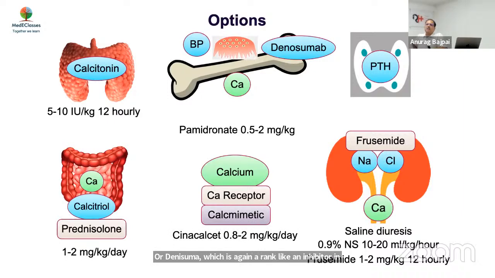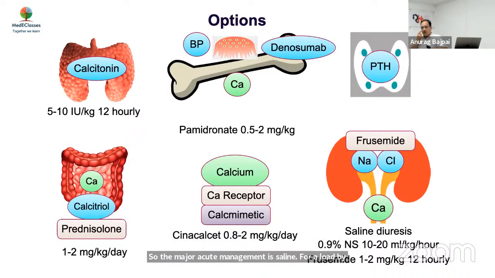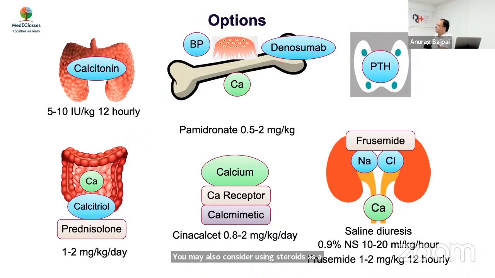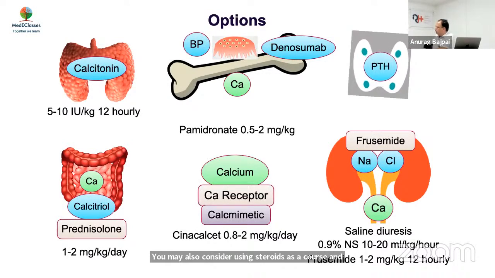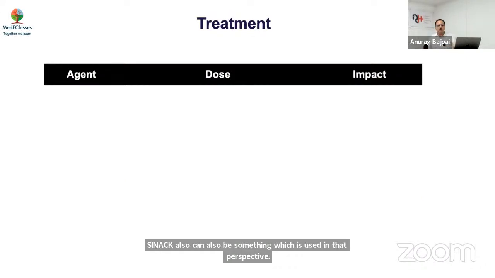And you can use a calcium mimetic like cinacalcet, which works on the calcium sensing receptor, decreasing the PTH effect. So the major acute management is saline diuresis, followed by, if required, bisphosphonates, especially if the renal functions are intact. You may also consider using steroids as a course, and cinacalcet can also be used. And finally, if you have a large lesion, you have to go ahead with surgery.